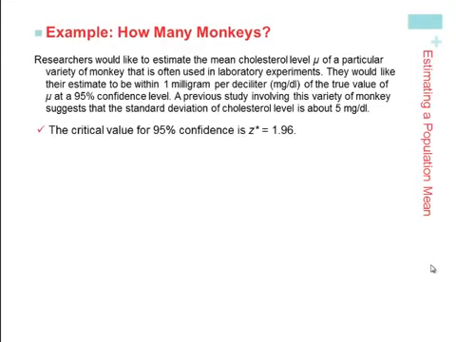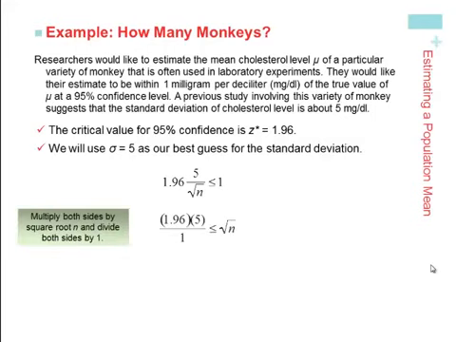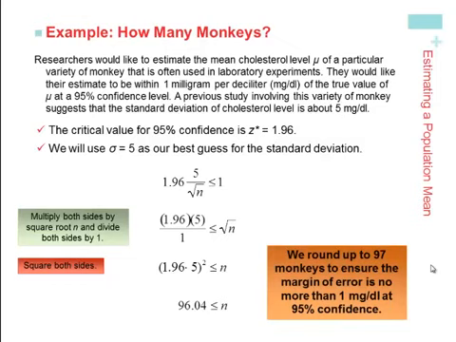The critical value for a 95% confidence level is 1.96. We're going to use sigma as 5, as suggested in the previous study, and we're going to use a margin of error of 1 and set up this inequality. To solve this, we're going to multiply both sides of the equation by the square root of n. To get rid of the square root, we're going to square both sides. And to simplify, squaring that out on the calculator gives us 96.04. Remember, we always round these numbers up, so we're going to actually use 97 monkeys to ensure the margin of error is no more than 1 milligram per deciliter with 95% confidence.